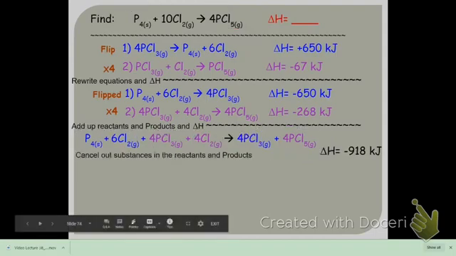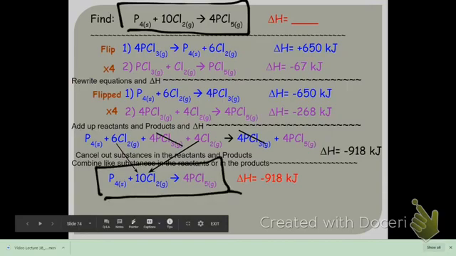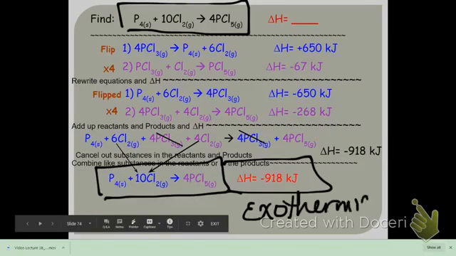And my final equation looks just like my overall equation. And my delta H is a negative 918. So this is exothermic. Okay.